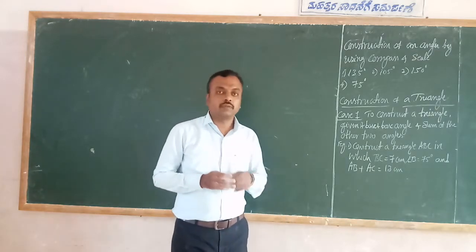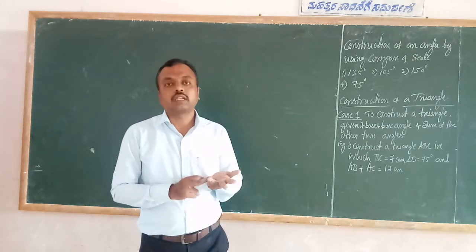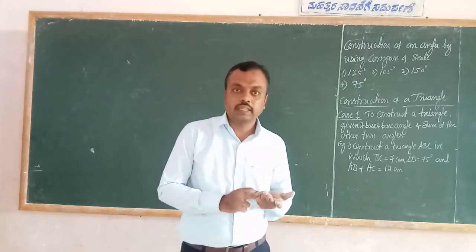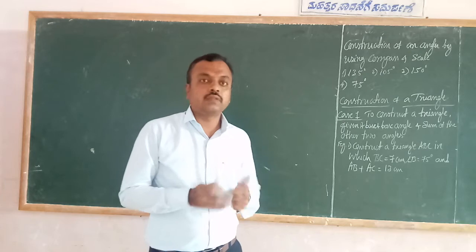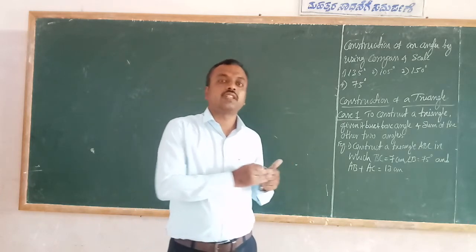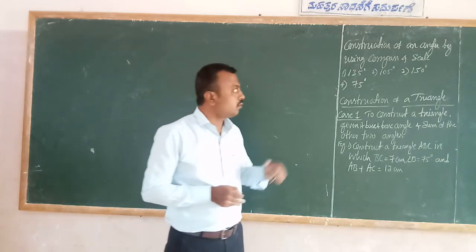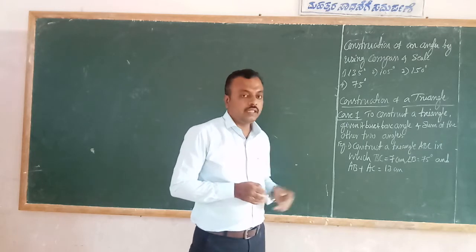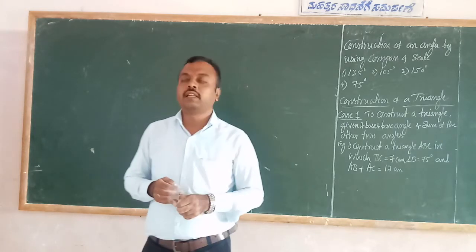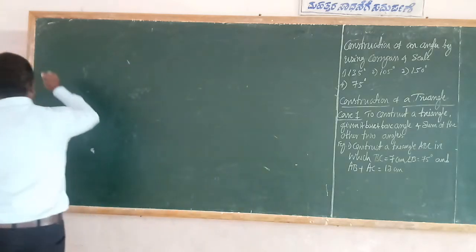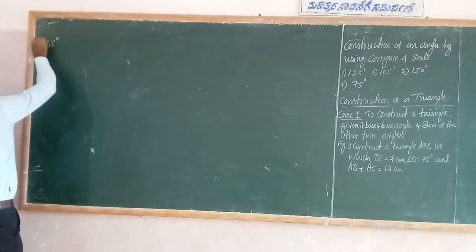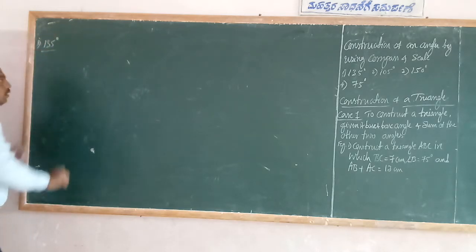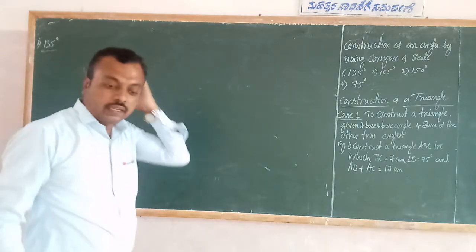In that concept we discussed how to construct 30 degree, 60 degree, 120 degree and 90 degree. These angles we constructed by using compass and scale. We have to continue this concept. So next one is 135 degree. How to construct the 135 degree?